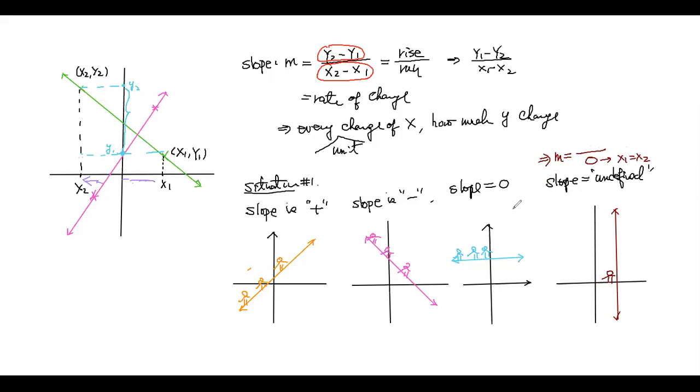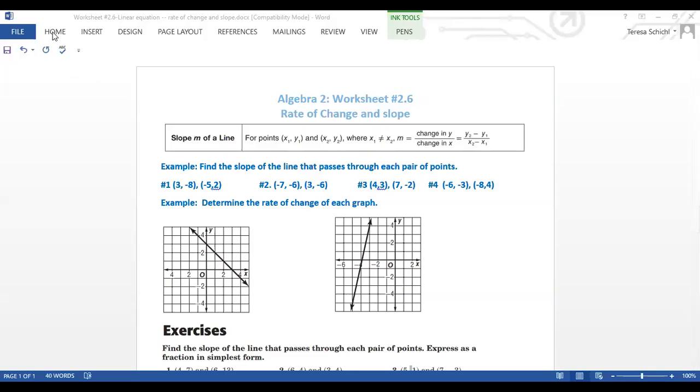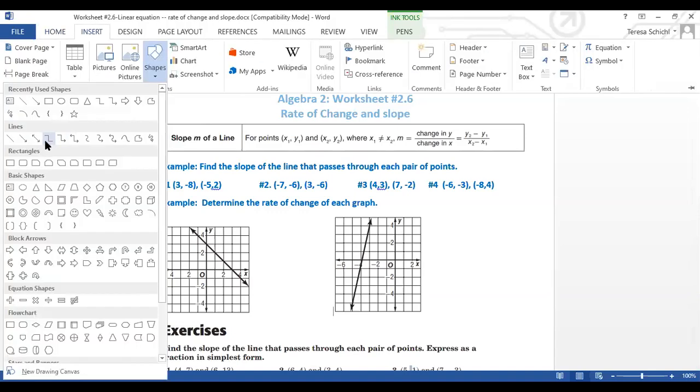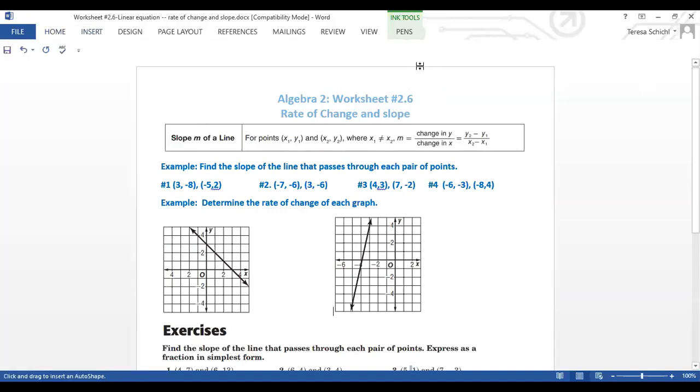All right. Now let's take a look at our worksheets and start to do some practice here. Okay, I found my worksheets. Let's get my pencil.